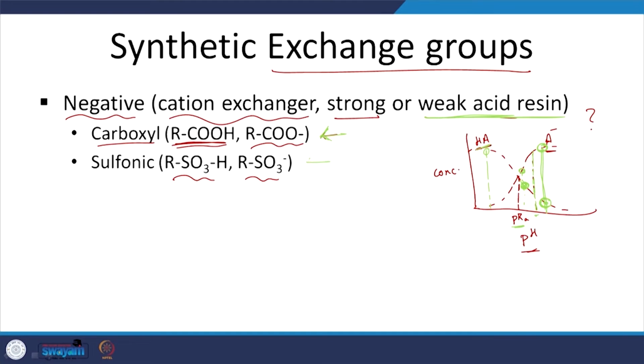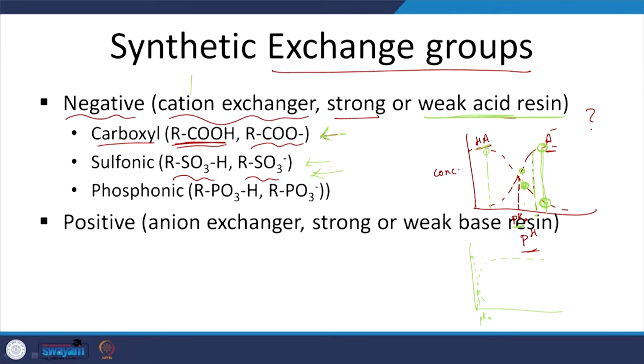For sulfonic, the pKa will be somewhere out here, let us say. So, at almost all pH range, it can act as a cation exchanger. That is why we call this a strong acid resin. Again, there are advantages and disadvantages depending upon which cases you want to look at, but we will not go into that now. Again, there are other kinds of cation exchangers.